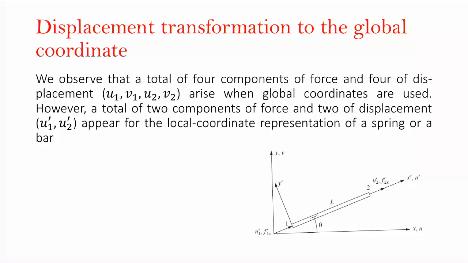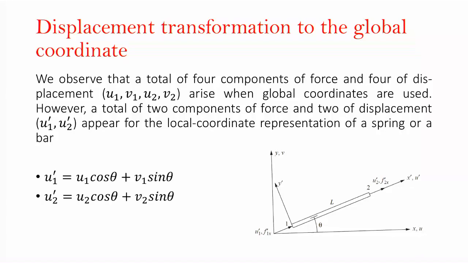But if we decompose u prime 1 and u prime 2 in terms of the x and y coordinates, u and v, then it will show up 4 components, right? 2 degrees of freedom for each node. So if we decompose u prime 1 into u1 and v1, this would be the equation, and the same for the displacement at node number 2.